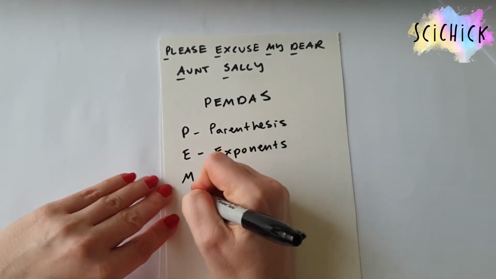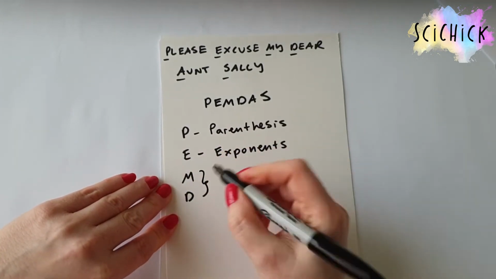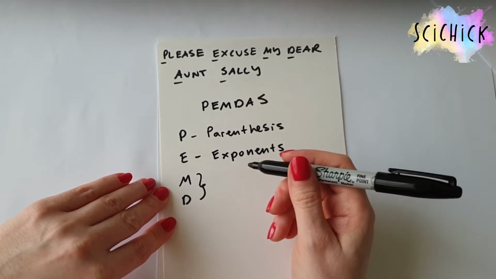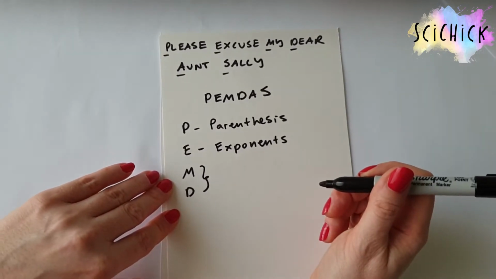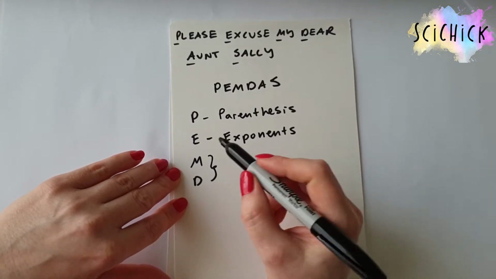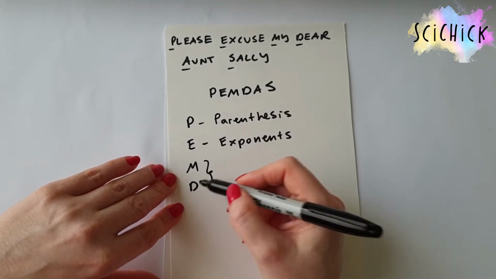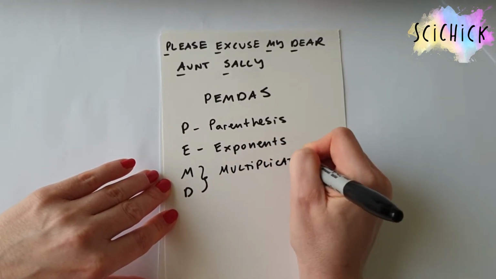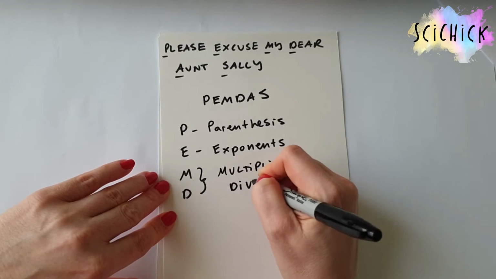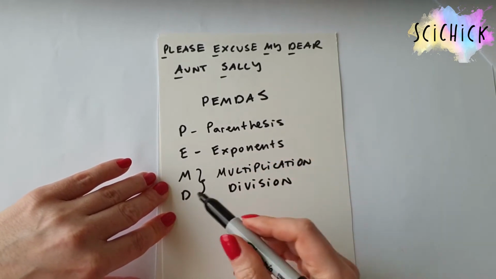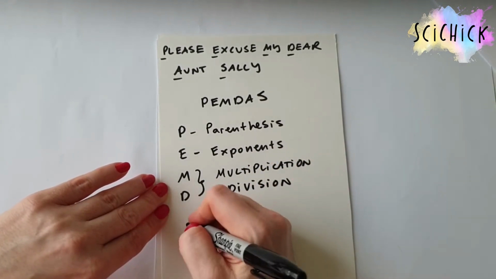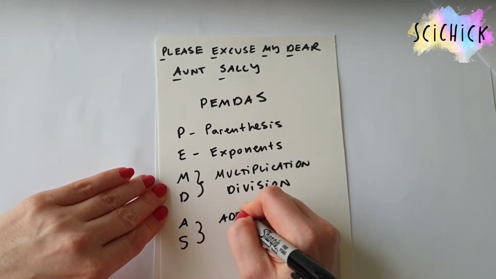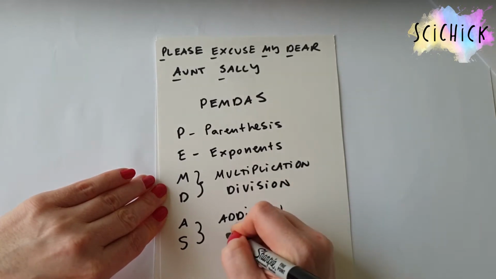The M and D, they're together because it doesn't matter which one you do before the other. There's a sort of a rule called from the left to the right. So when you have either multiplication or division, you do it from left to right. And the same goes for A and S, which are addition and subtraction.